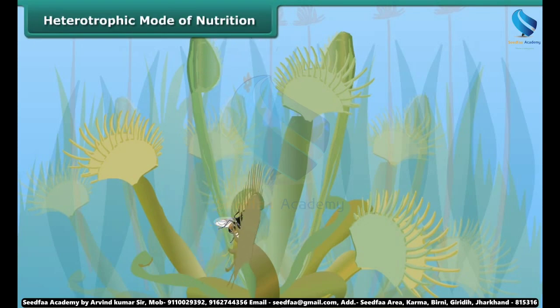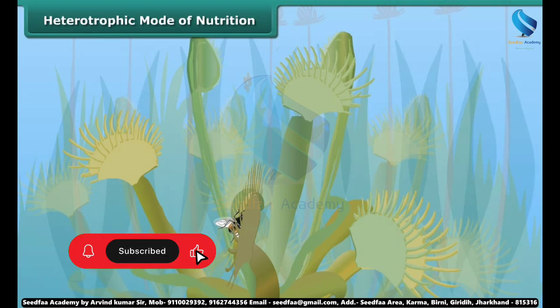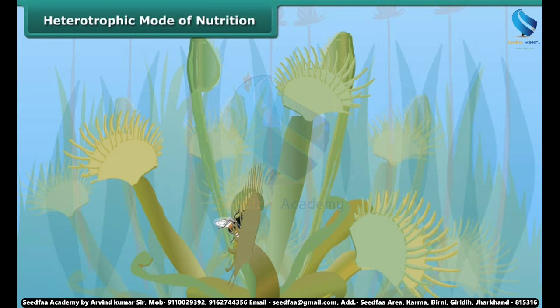parasitic plants, saprophytic plants, symbiotic plants, insectivorous plants. Now let's learn them one by one in detail. Let's start with parasitic plants.